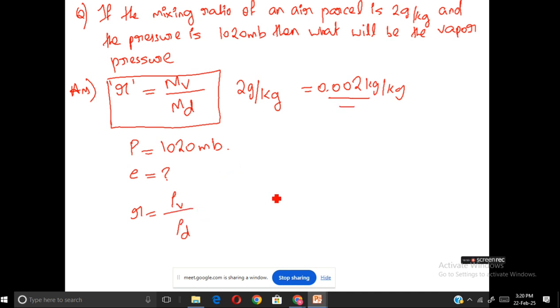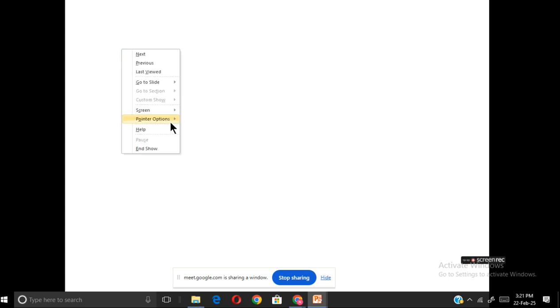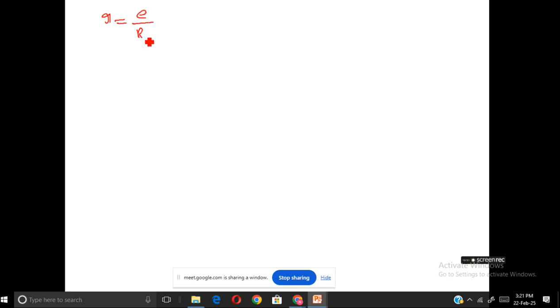So from R is equal to rho v by rho d, from the ideal gas equation we know P is equal to rho d RD into T, and E is equal to rho v RV into T. If we substitute rho d and rho v from this, we can write R is equal to rho v, which becomes E by RV into T, into rho d, which is basically P by RD T. T is constant, so we can write the mixing ratio R is equal to E by RV into RD by P.